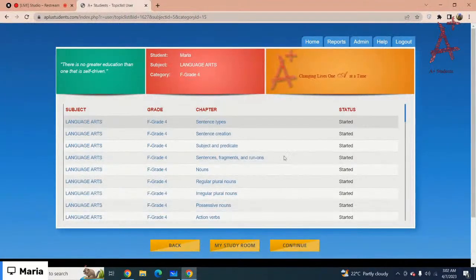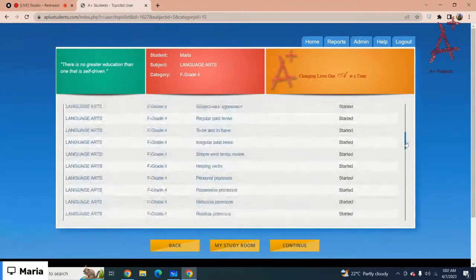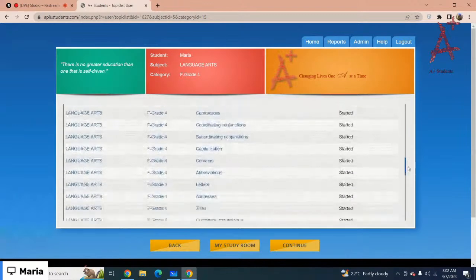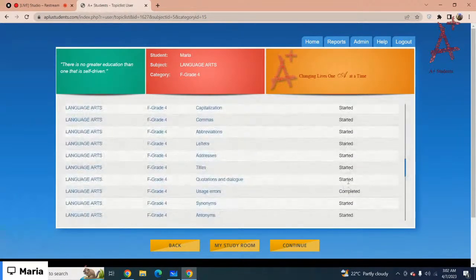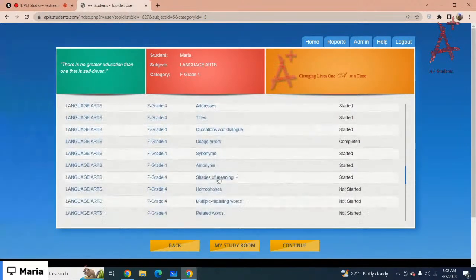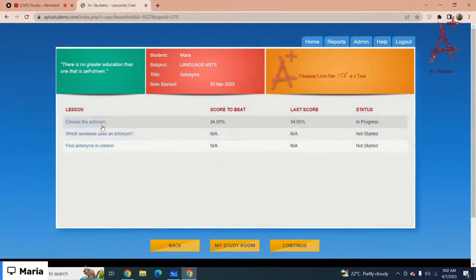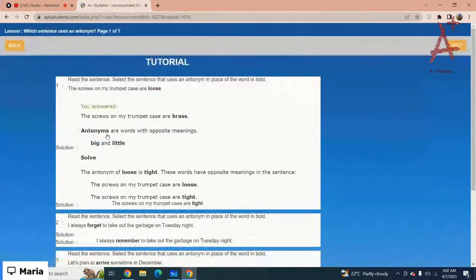Okay, here I'm on grade 4 language arts. Here is the chapter antonyms, and here is the lesson which sentence uses an antonym. Let's just start with the lesson. Read the sentence, select the sentence that uses an antonym in place of the word in bold. The screws on my trumpet case are loose. So you have to select the word that would be the antonym of the word loose.